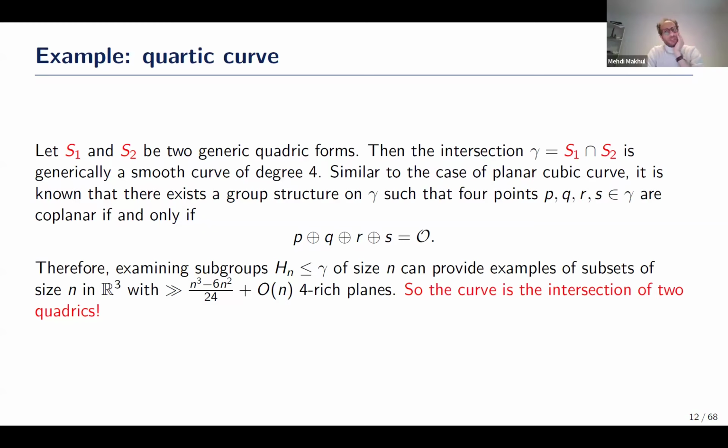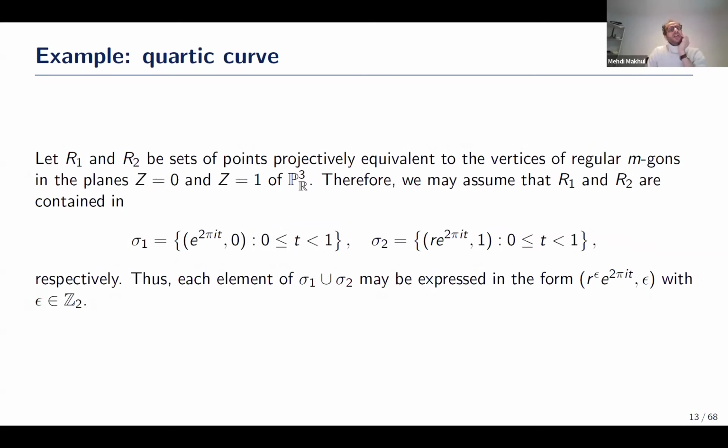Then it is known that there exists a group structure on this curve such that 4 points P, Q, R, S on gamma are coplanar if and only if the sum of them is the identity element. Then again, if we deal with a subgroup of gamma of size n, we would be able to construct subsets with this number of 4-ridge planes. So again, I have to mention that the example comes from the intersection of two quadric surfaces, which is a curve of degree 4.